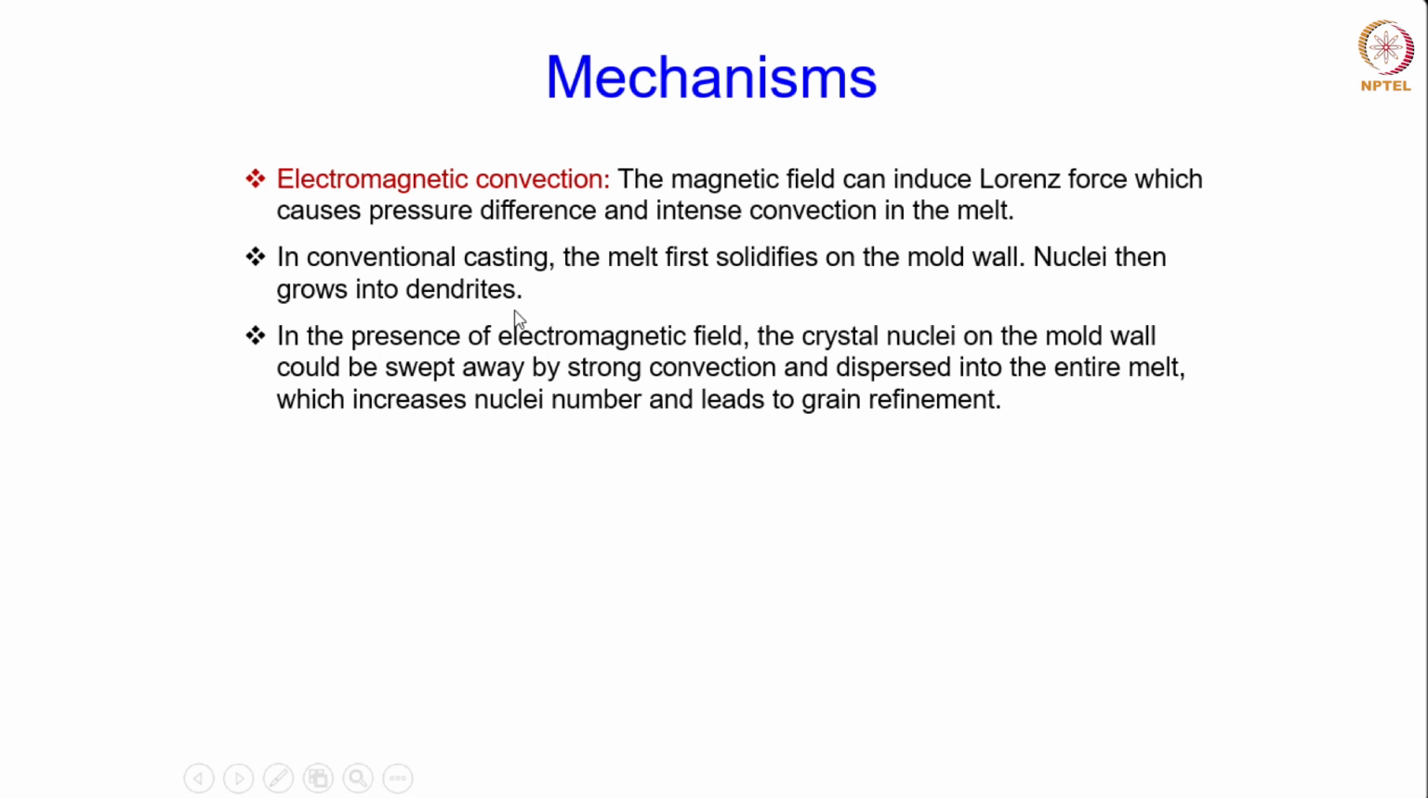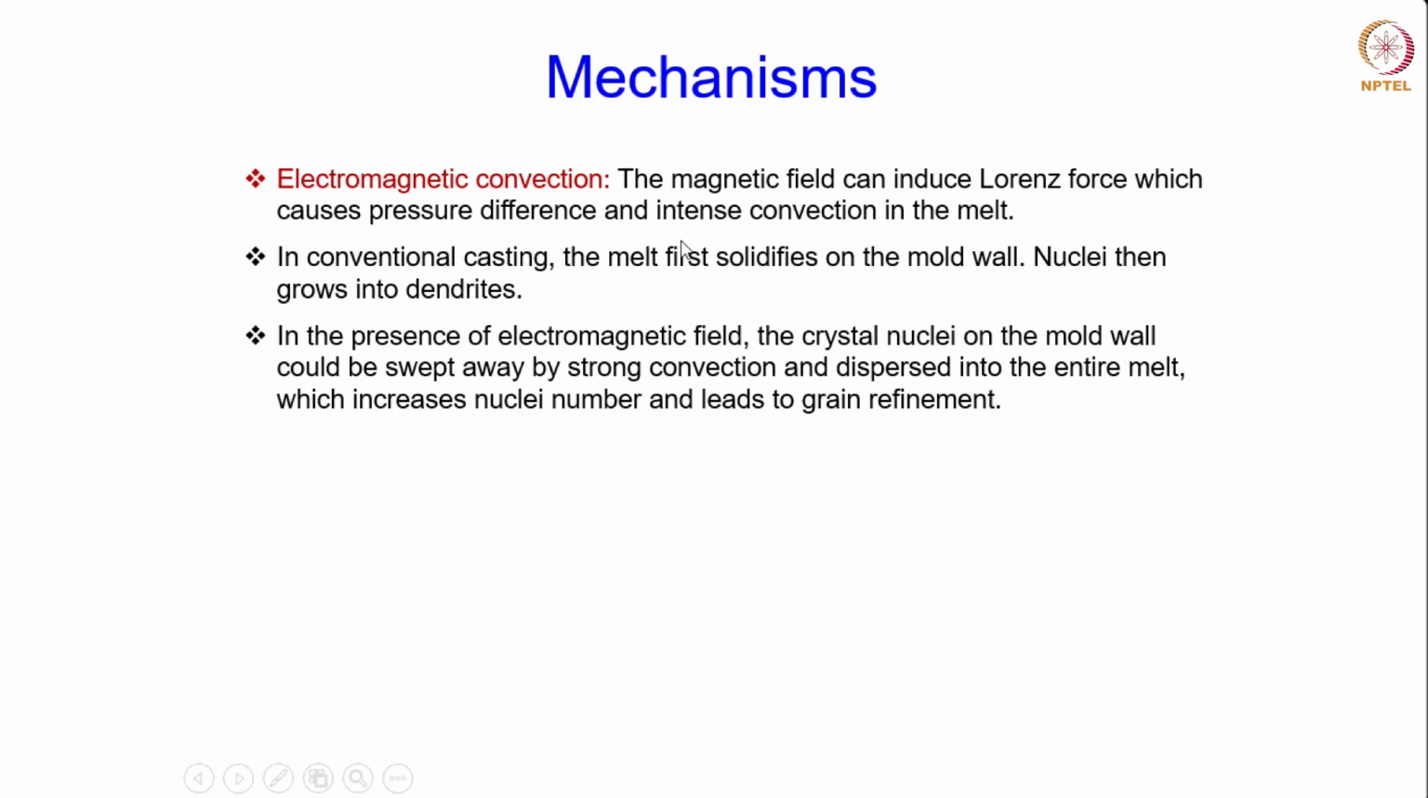So in conventional casting, the melt first solidifies on the mold wall, as I was mentioning, and the nuclei will then grow into dendrites. But in the presence of the electromagnetic field, the crystal nuclei on the mold wall could be swept away by the strong convection, right?